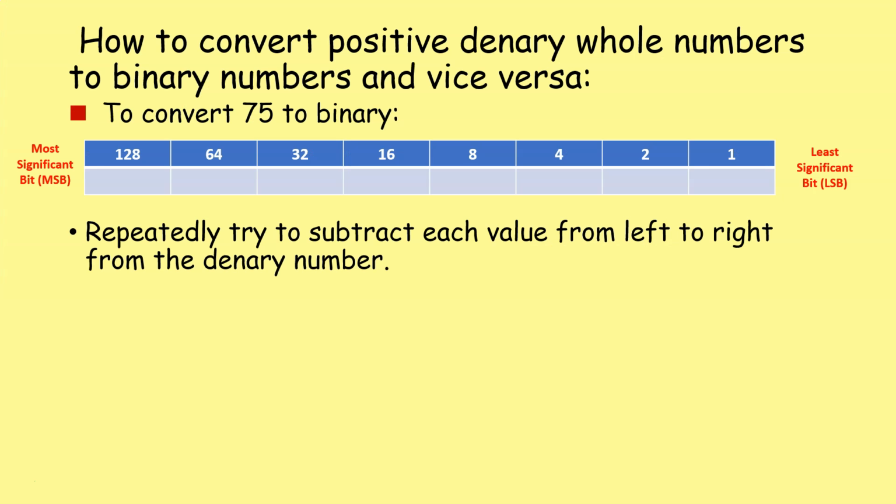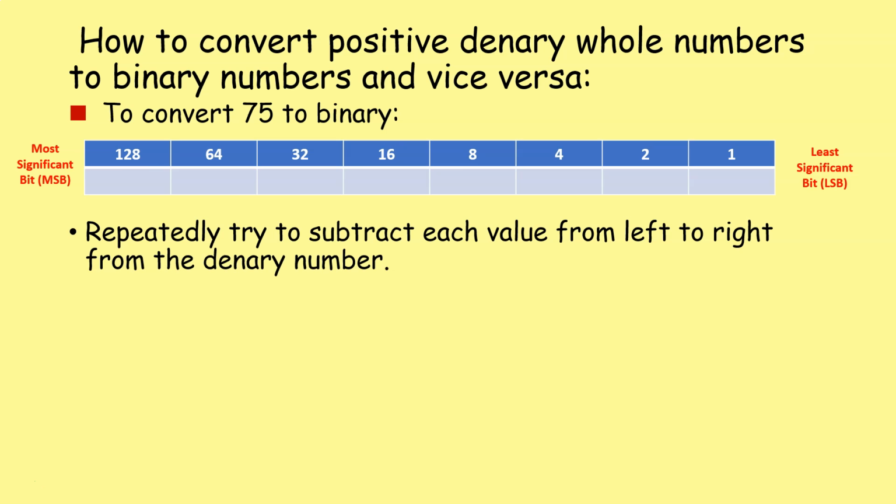How do we convert positive denary whole numbers to binary numbers and vice versa? Let's start with converting 75 to binary. To do this, create your little binary table. At the right hand side you've got 1, then 2, then 4, then 8, then 16, 32, 64, 128.